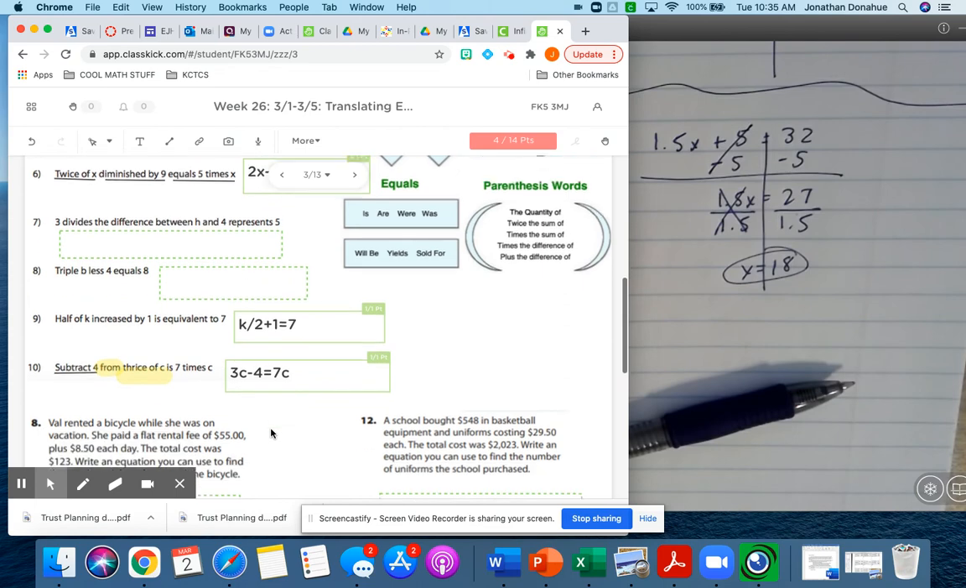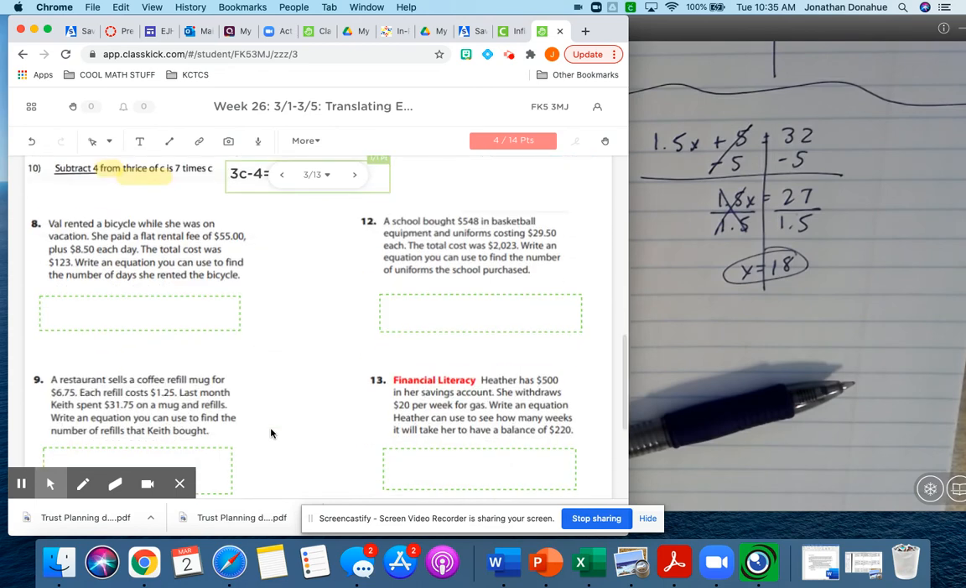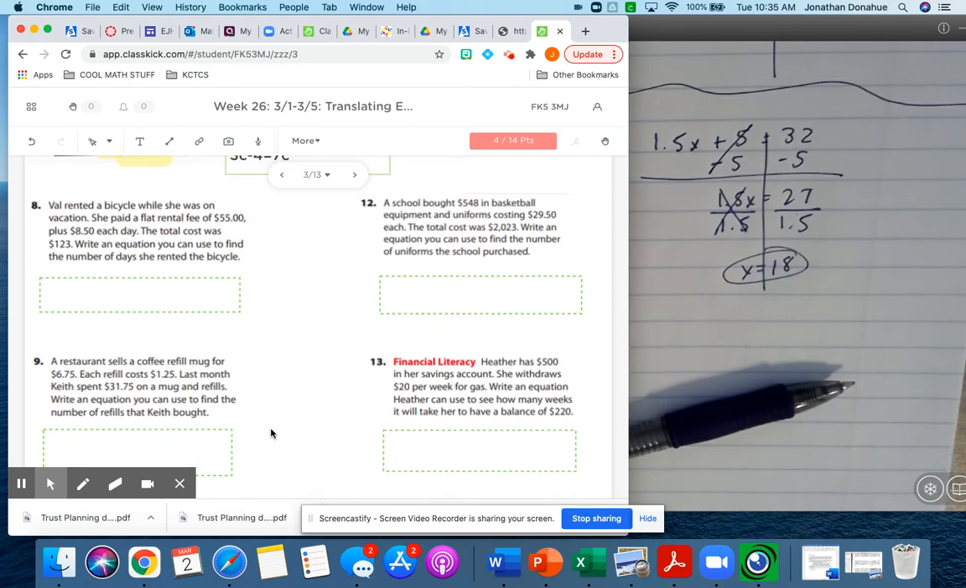All right, let's jump down to these word problems. We have a few to knock out together. It says Val rented a bicycle while she was on vacation. She paid a flat rental fee of $55, so she pays that once, and then $8.50 per day. The total cost was $123. Write an equation to find out the number of days she rented the bicycle. So we don't need to solve it. We just need to write the equation.